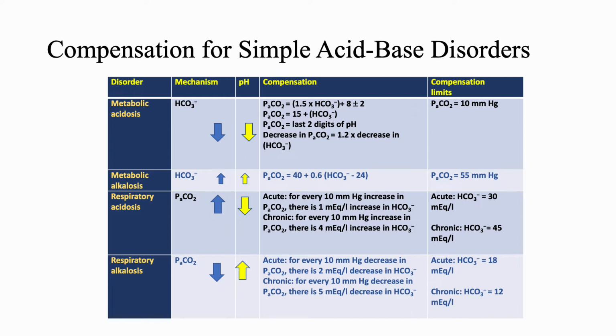There are limits for the compensation. For the acute respiratory acidosis, bicarbonate in the serum cannot exceed 30 milliequivalents per liter, and in chronic respiratory acidosis, bicarbonate in the serum cannot exceed 45 milliequivalents per liter.